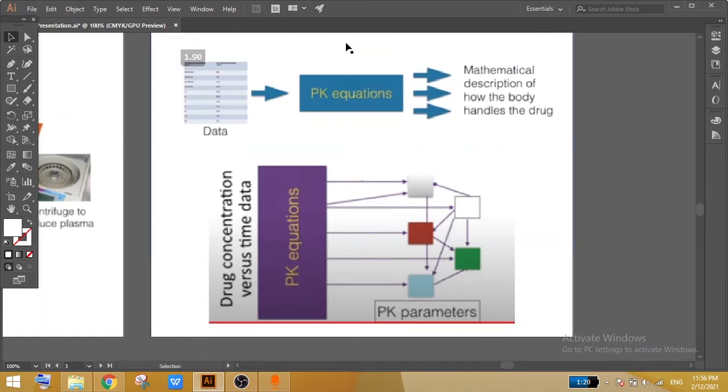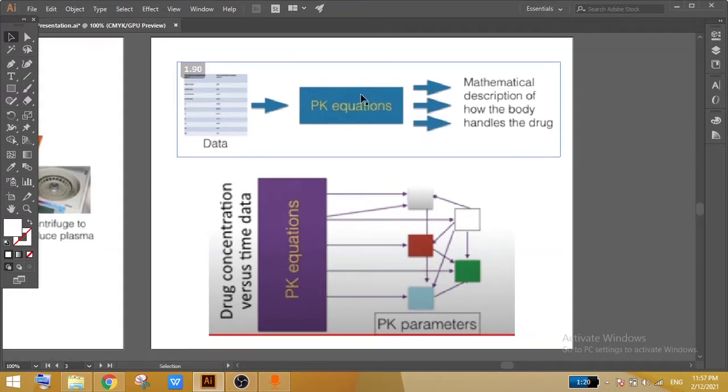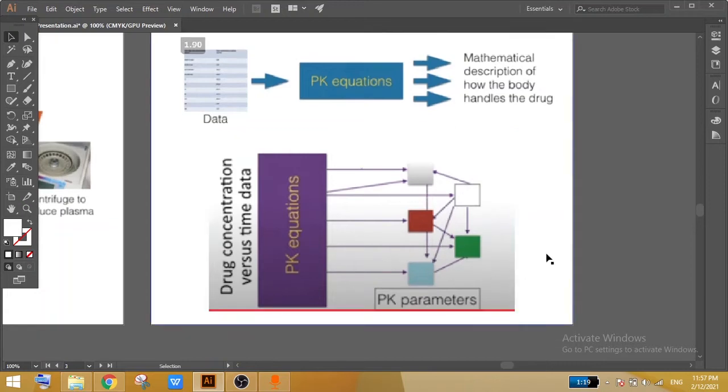These are certain kinds of mathematical equations built according to our models. After putting that data into our equations, we get certain mathematical descriptions of how the body handles the drug, which are also known as pharmacokinetic parameters. So after putting the data into equations, we get parameters, and those parameters are also interlinked with one another.